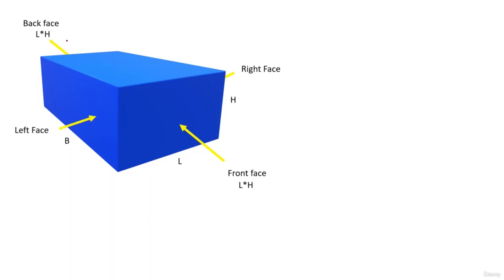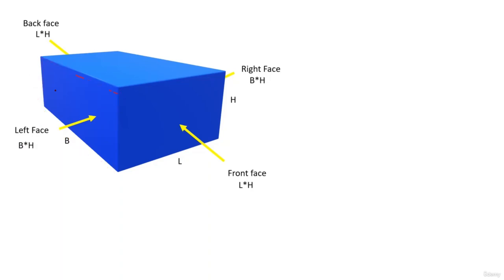Okay, similarly if you talk about the right face and the left face, we have two rectangles. In these two rectangles, your length is B and your breadth is h. So B and h are the length and the breadth of the rectangle. The area will be B into h in this case, right?